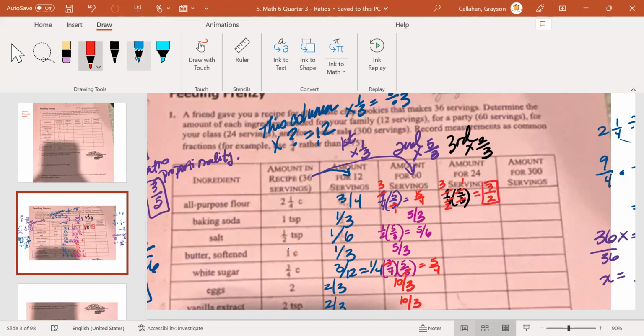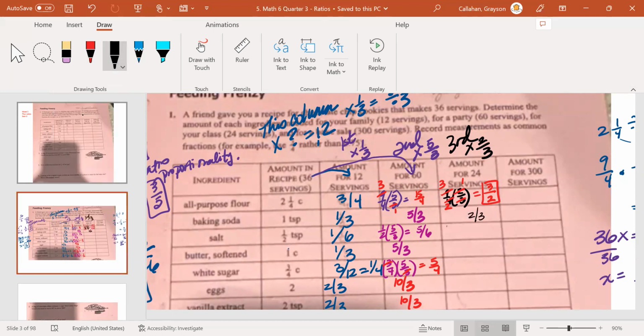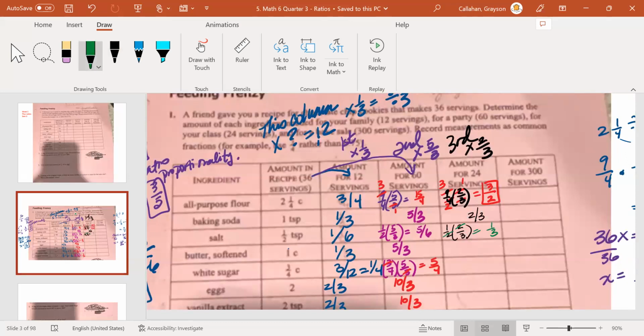Okay. Next one, we're going to go ahead and multiply. This one, baking soda, is 1 times 2/3, which is just 2/3. 1/2 times 2/3. Guess what? The 2s cancel each other, which is just 1/3. Okay, are you okay with that? Next one is 1 times 2/3 is 2/3. 3/4 times 2/3. And you need to cancel the 3, reduce the 2/4 to 1/2, which is 1/2.